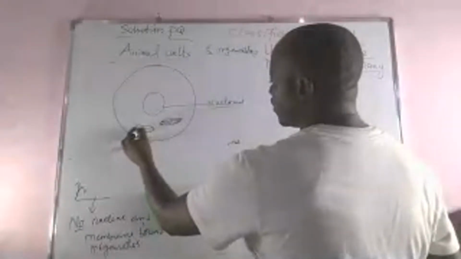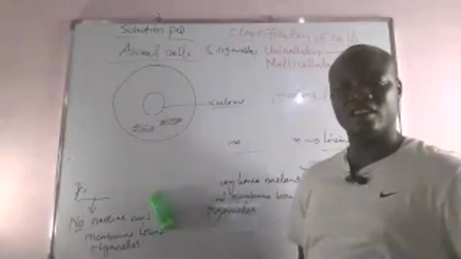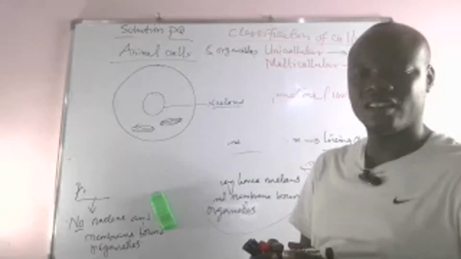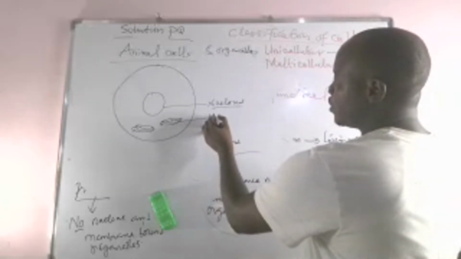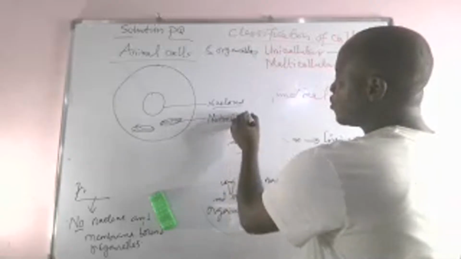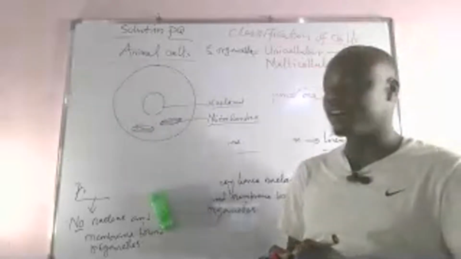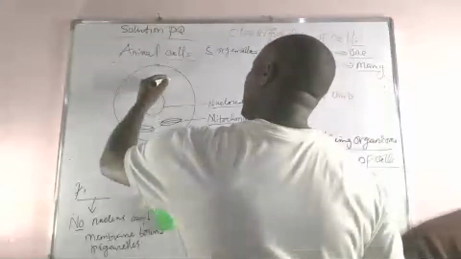Please, can you tell me what is this in a cell? Something like this. What is this, please? Who can tell me? It's not DNA. Excellent. It's mitochondria. So now I have 2 organelles already: nucleus and mitochondria. Then who can tell me what is this?